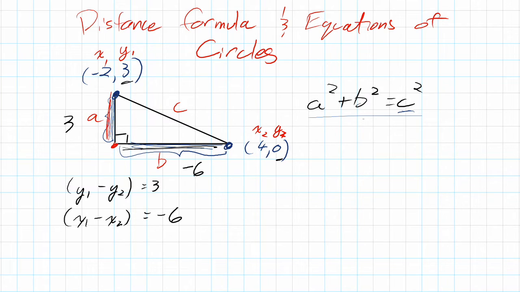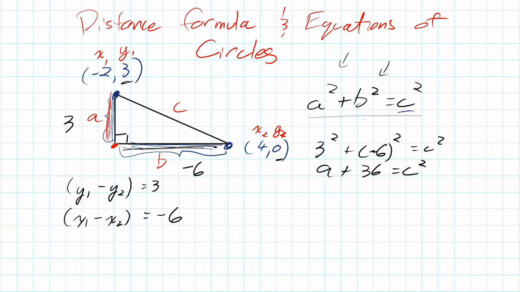What's neat about our formula here is it squares. When you square any number, you make it positive. The squared value of any number is 0 or above because a negative times a negative is still a positive. So when we go to plug these in, I end up with 3 squared plus -6, that's a negative there, squared, is equal to c squared, which gives us 9 plus 36 is equal to c squared. I do some addition, 45, I think that's 45, is equal to c squared.